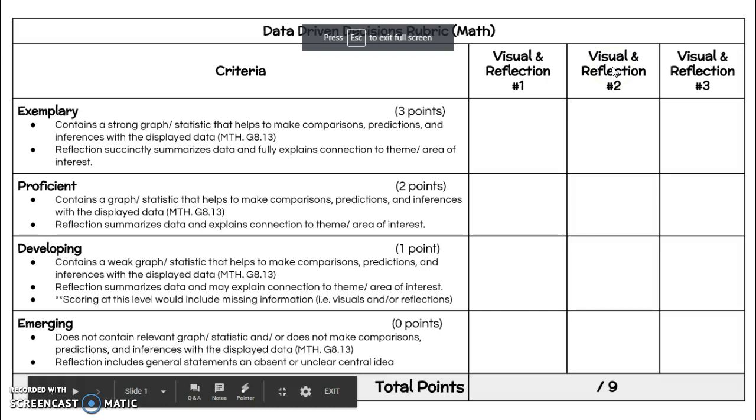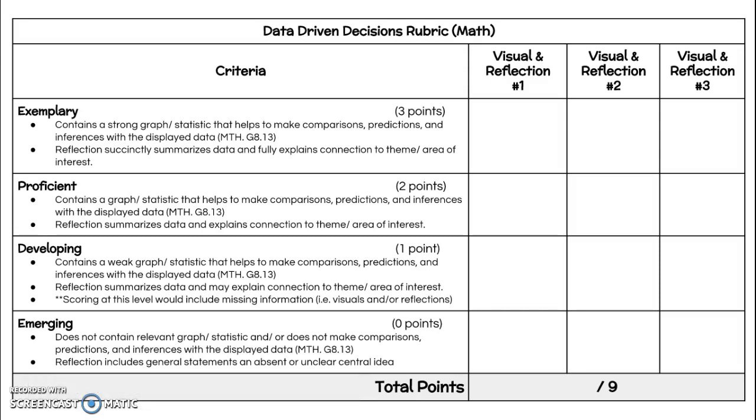Here is the rubric explaining how you will be assessed through your math class. Each visual and reflection will be graded from 3 points to 0 points, depending on the strength of your visual and your written reflection. The max score is 9 points, and again, this will be entered into your math gradebook. You should review this rubric carefully before submitting your work. This is also posted in your Quest Google Classroom.